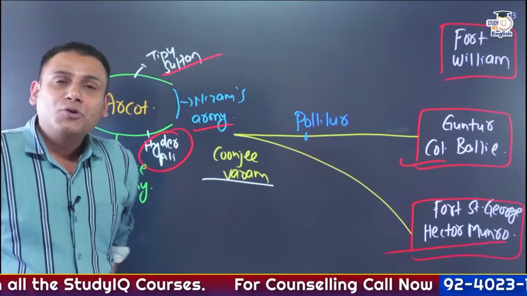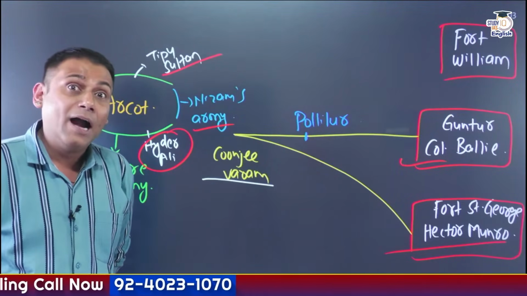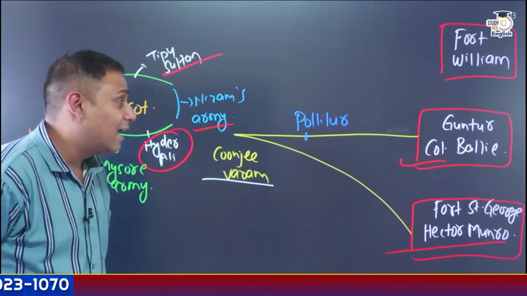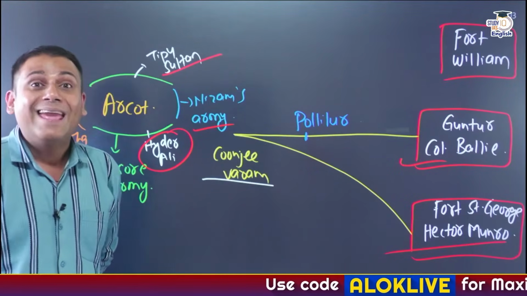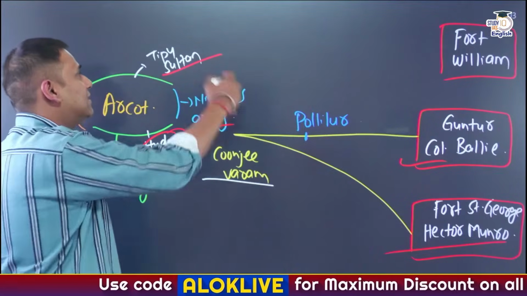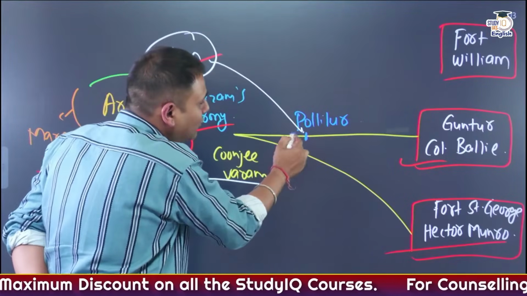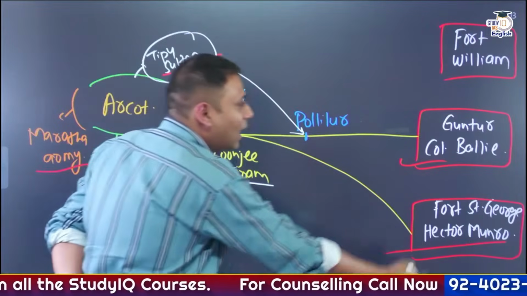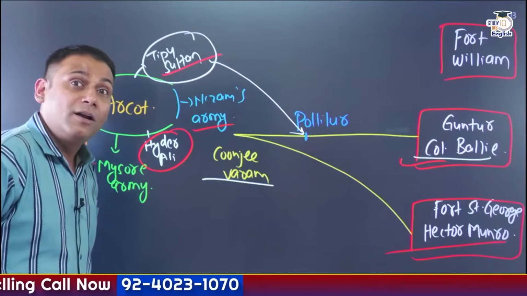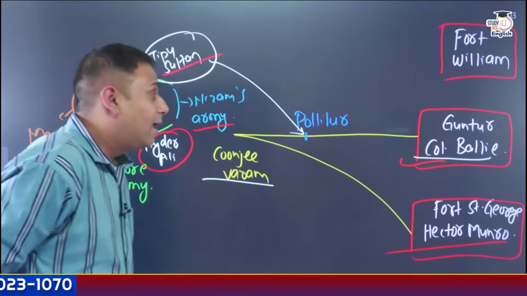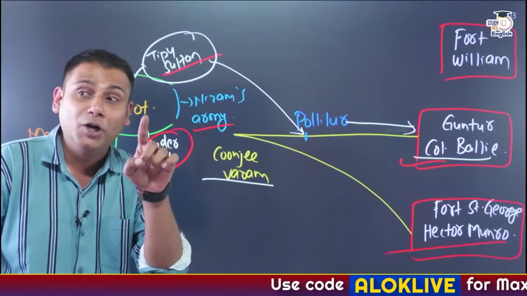Hyder Ali comes to know that both of the contingents are arriving and will meet at Kanjivaram. So before they meet, why don't we stop them? Immediately Hyder Ali dispatches his son Tipu Sultan. Tipu Sultan reaches a place called Polilur and stops the contingent of Colonel Bailey. Colonel Bailey was defeated and had to retreat back. This is called the First Battle of Polilur.